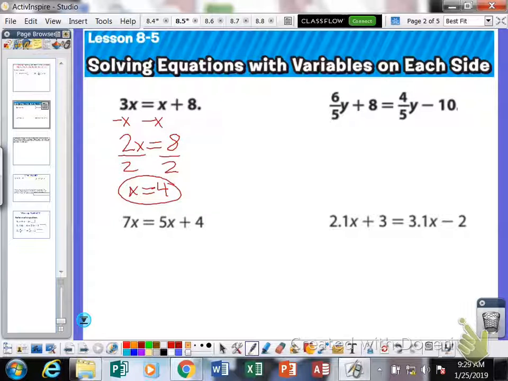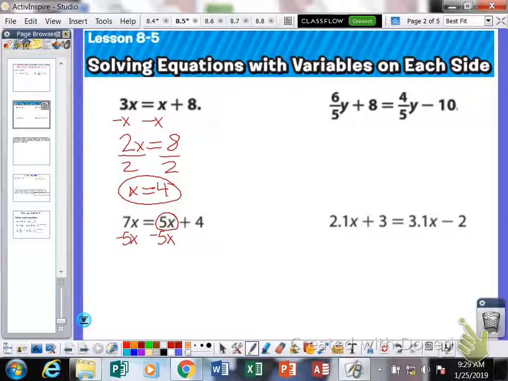For our next one, we have 7x equals 5x plus 4. Same thing here, we want our terms with our variables on the same side. So to do that, we just subtract 5x from each side. Remember, you have to carry this whole term here. You can't just subtract x from each side. There is a 5 in front of it. 5x is the whole term. So when you're subtracting it, you have to be sure to subtract the whole term from both sides.